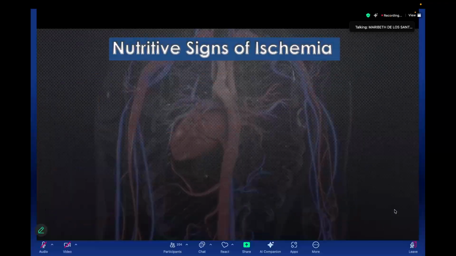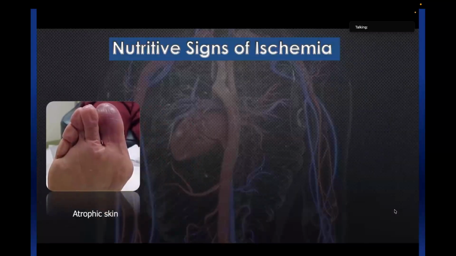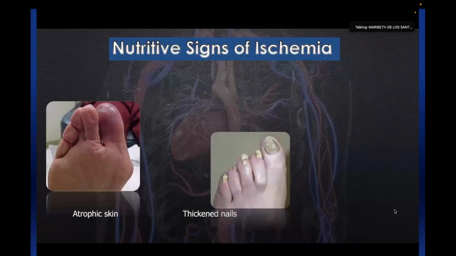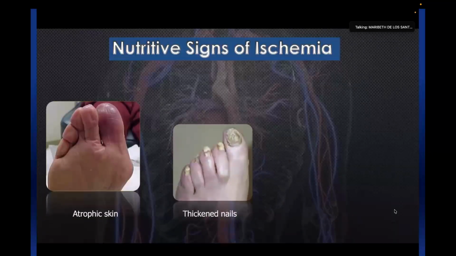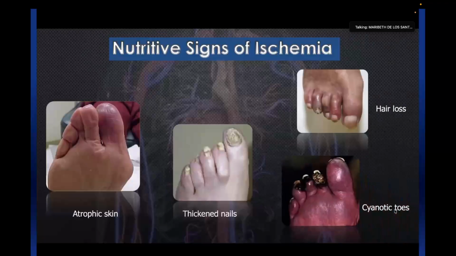So what are the nutritive signs of ischemia? Meaning to say, if there is less or inadequate flow of blood to that particular segment, what will you observe? So you have atrophy of the skin, or you can have thickened nails, hair loss, and of course cyanotic toes. These are the outcomes of absent or diminished flow of blood to that particular bed.